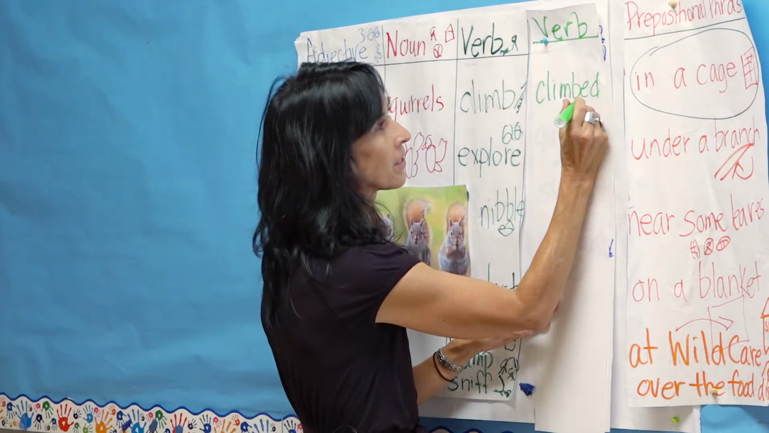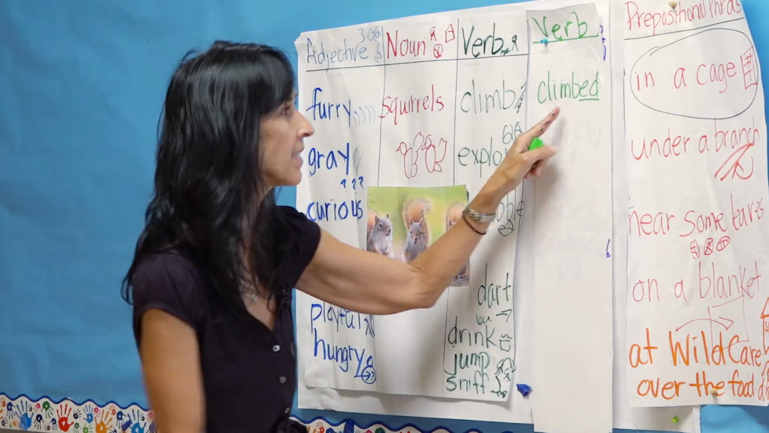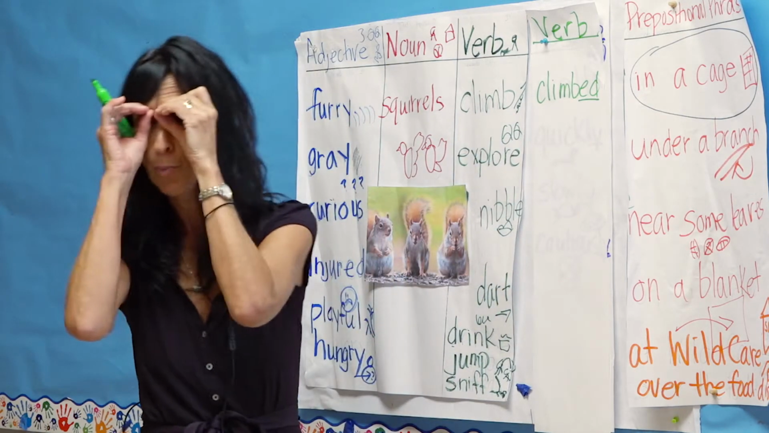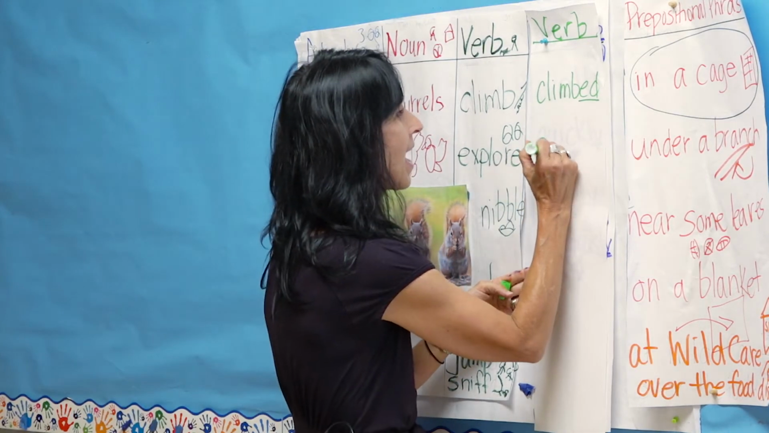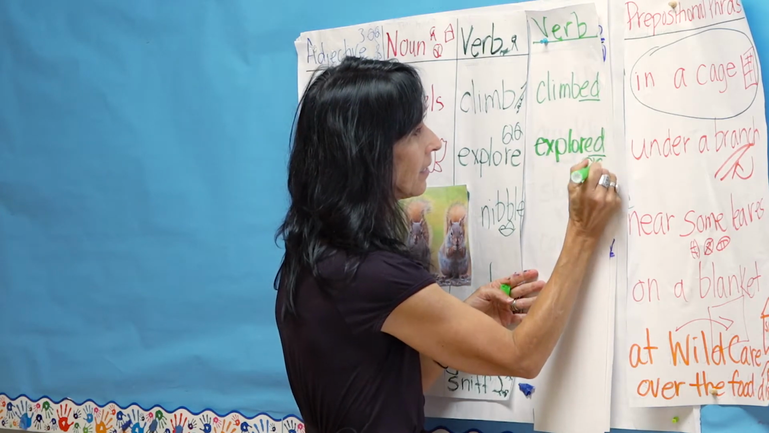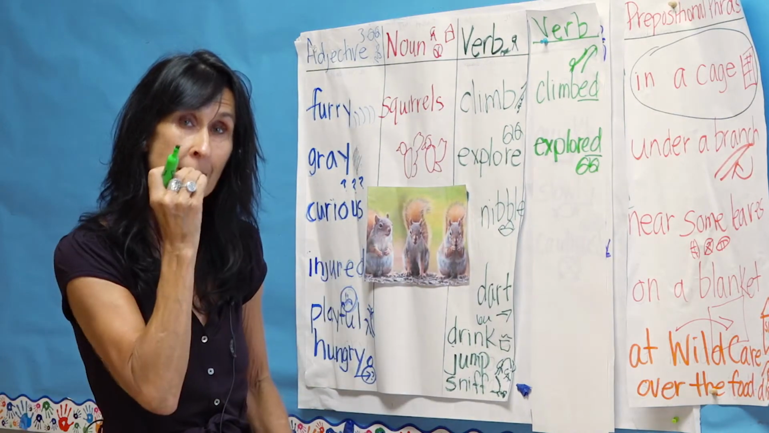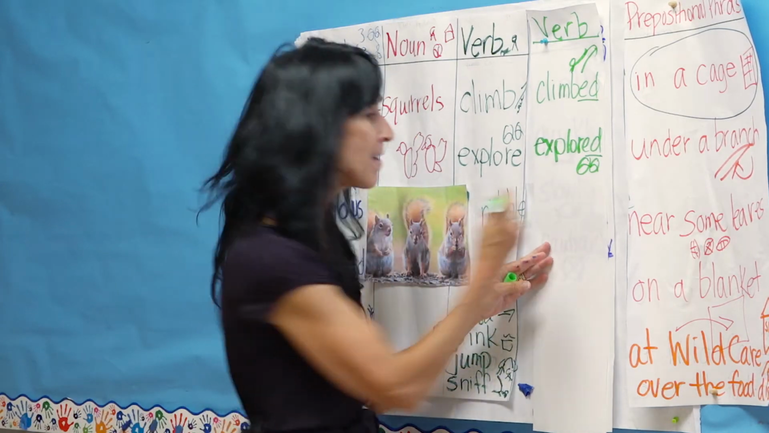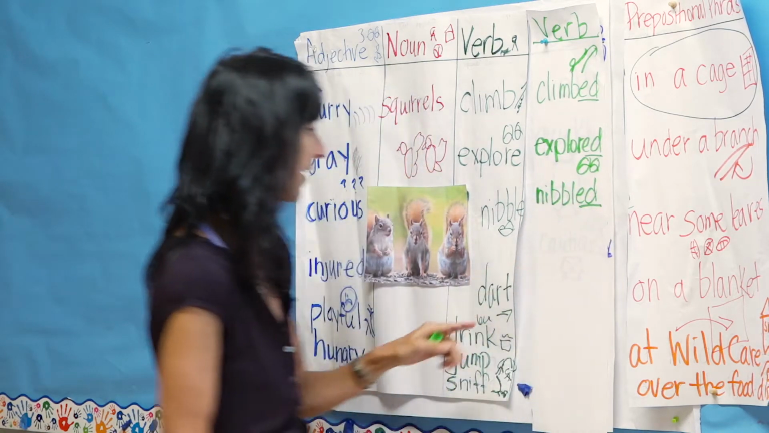Climbed. And you'll notice many times in English, when we change a word to the past tense, we add the suffix ed. Today, squirrels explore, but yesterday, squirrels, say it with me, explored. There's that ed again, and here's my sketch. I'm always forgetting my sketches. Today, squirrels nibble. Yesterday, squirrels, say it with me, nibbled. And there's that suffix, ed again.